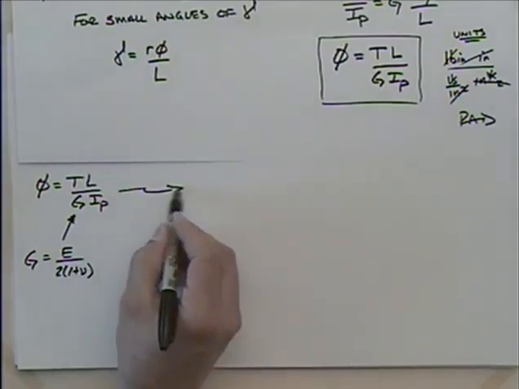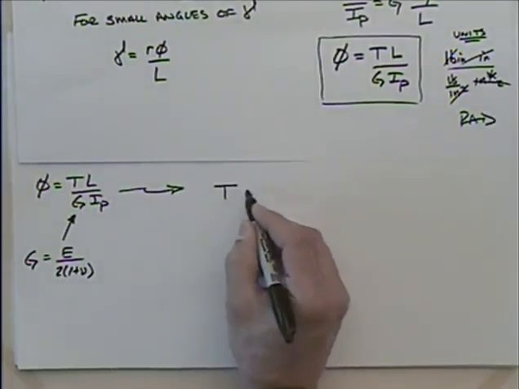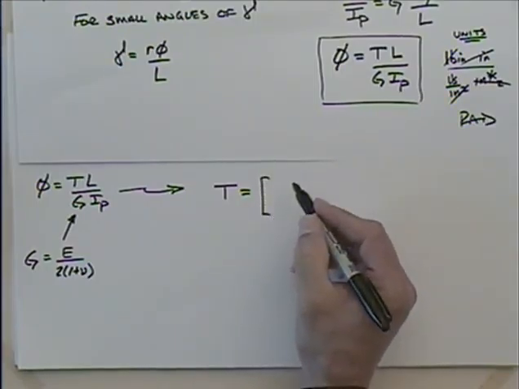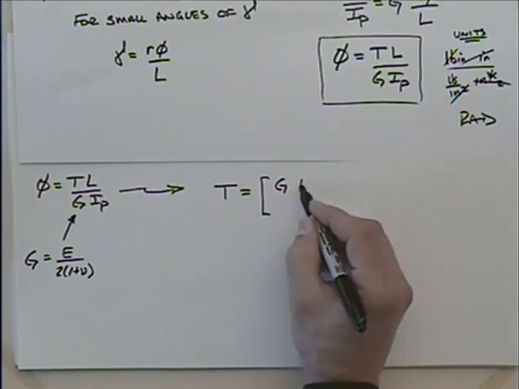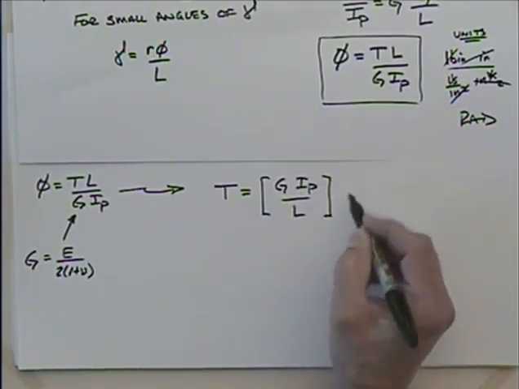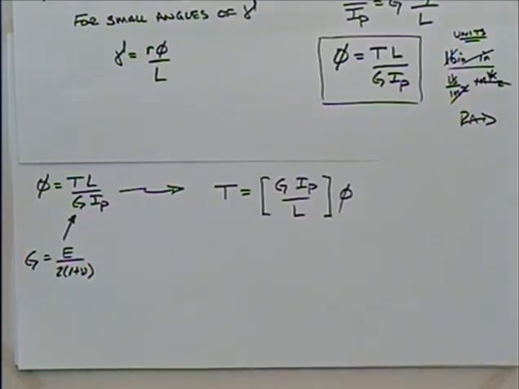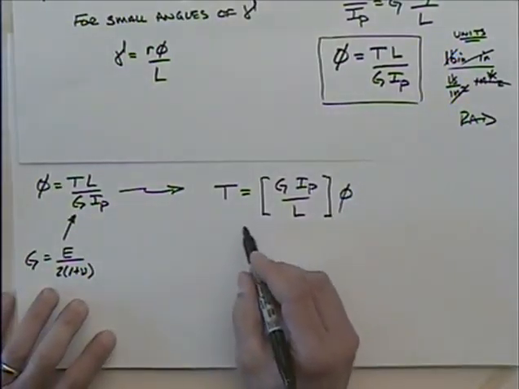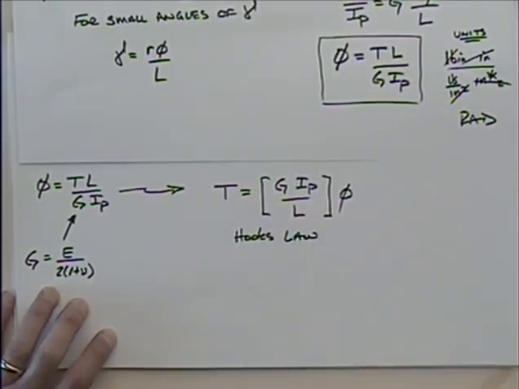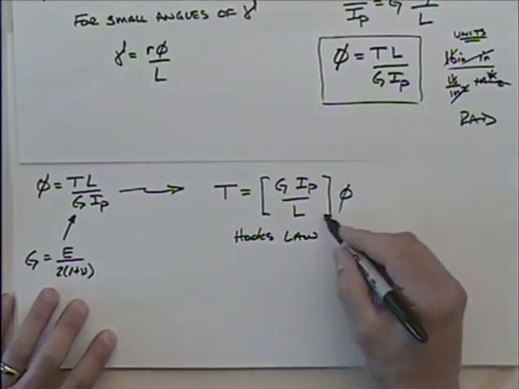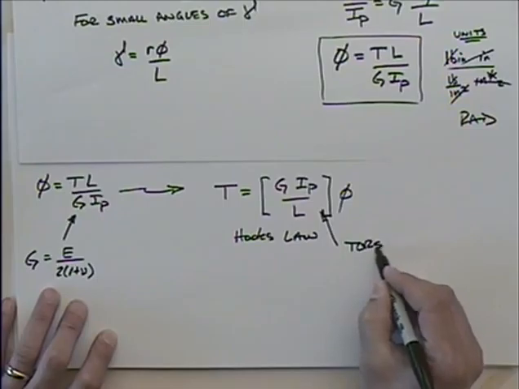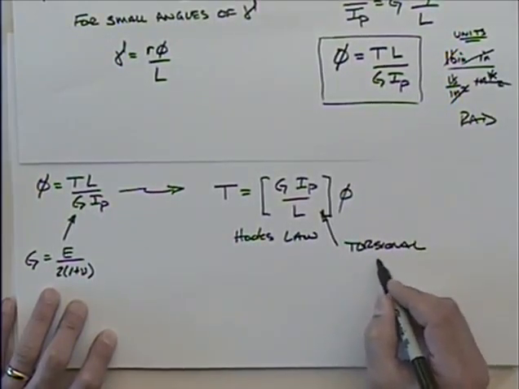But I'd like to look at this in a little more detail and solve for T. The torque T would be equal to G times the polar moment of inertia divided by L times the angle of twist phi. And this actually gets us back into something that looks like Hooke's law, right? This term here is really the stiffness, isn't it? We could say torsional stiffness.